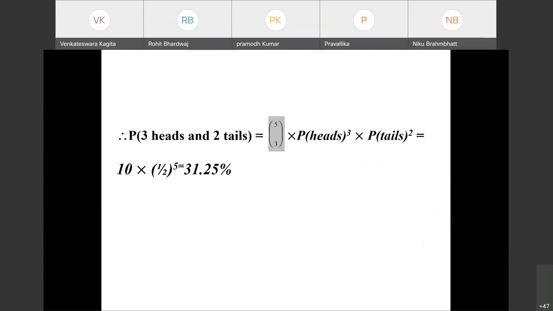So this is an example of the binomial distribution, which is used to model counts, for example, the probability of the outcome taking 3 heads. Right.